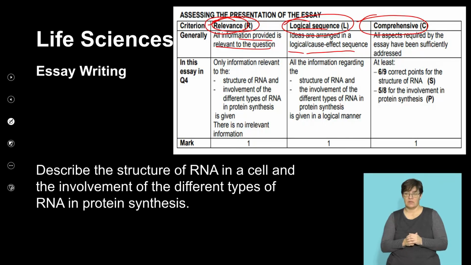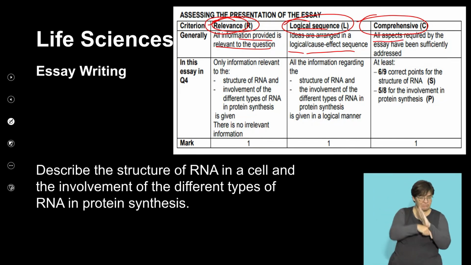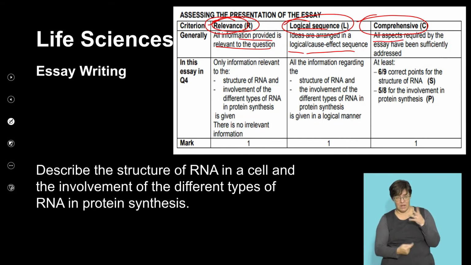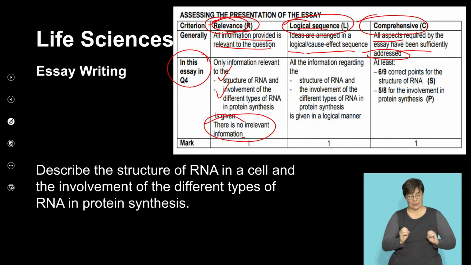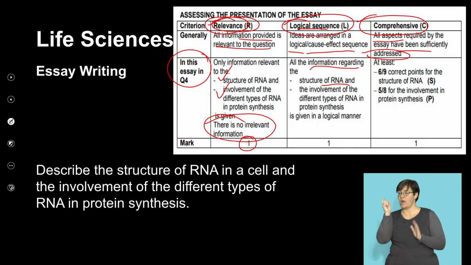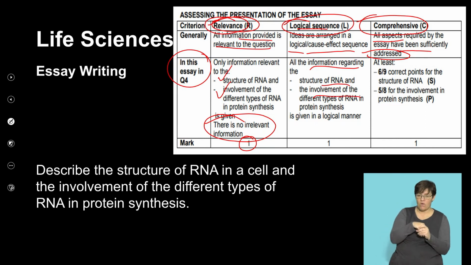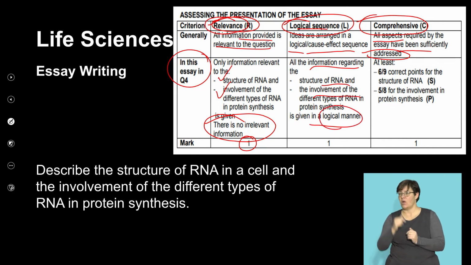And finally, was this essay comprehensive? Did you cover all aspects required, and have they been sufficiently addressed? Further to this, in this essay, the information has to include the structure, the involvement of the different types of RNA, and that there is no irrelevant information. And that gives you the 1 mark for the synthesis. The second mark would be if all the information regarding the structure of RNA and the involvement of the different types of RNA is given in a logical manner. Yes, you've done that, the second mark for synthesis.